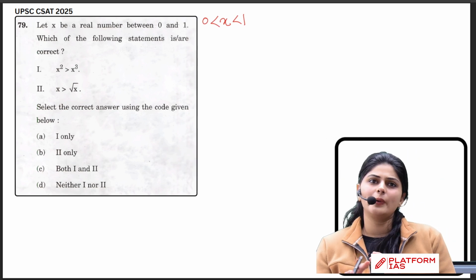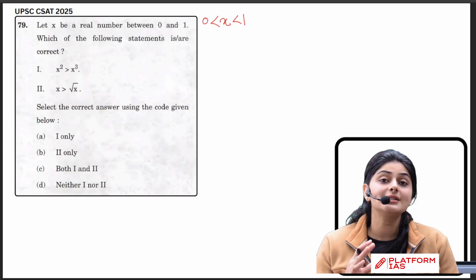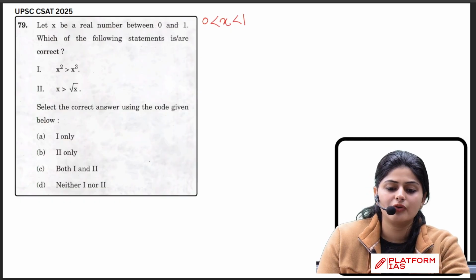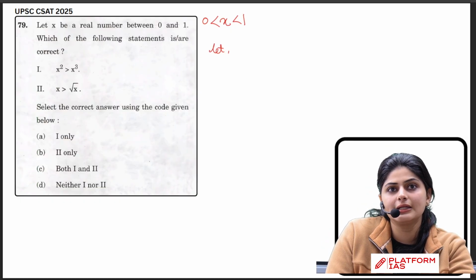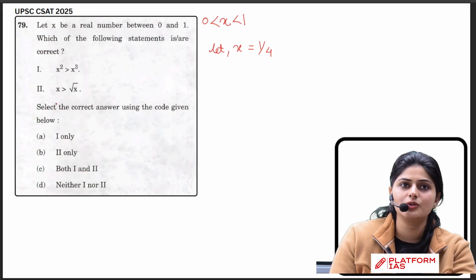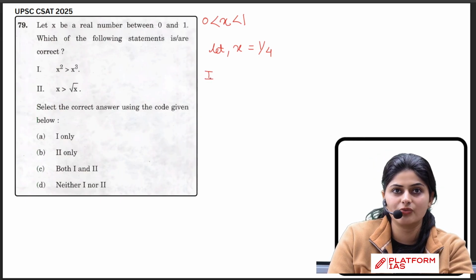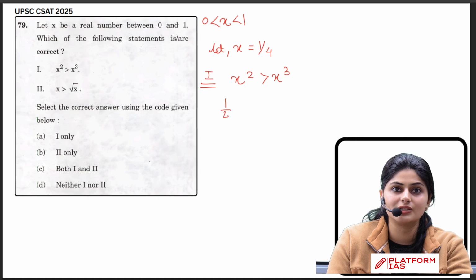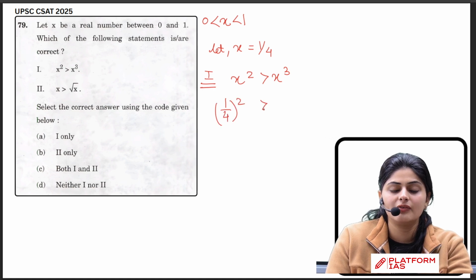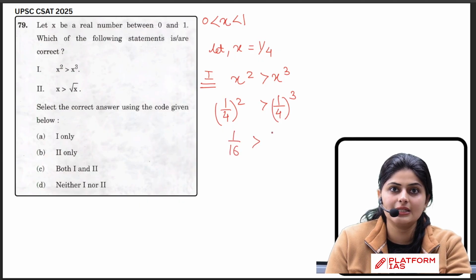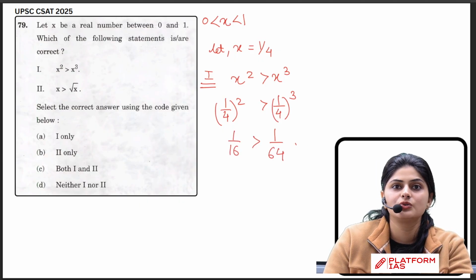Now, if you have such questions where only x is given, we can substitute any value of x satisfying the condition. So, for example, here, let's take x equal to 1 over 4. Then we'll find out whether 1 is correct or 2 is correct or both are correct. The first one is x squared is greater than x cubed. Now we'll put the value of x as 1 by 4 and check whether it satisfies this. It is 1 over 16 greater than 1 over 64. So it is true.